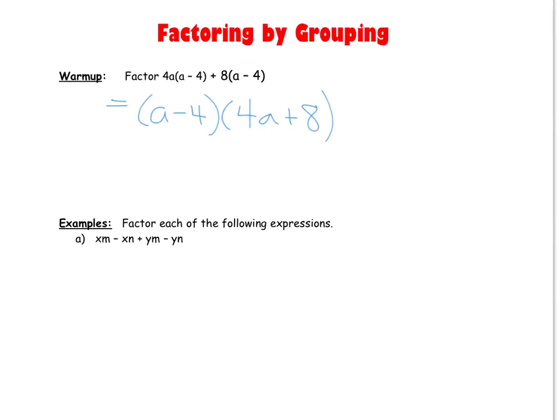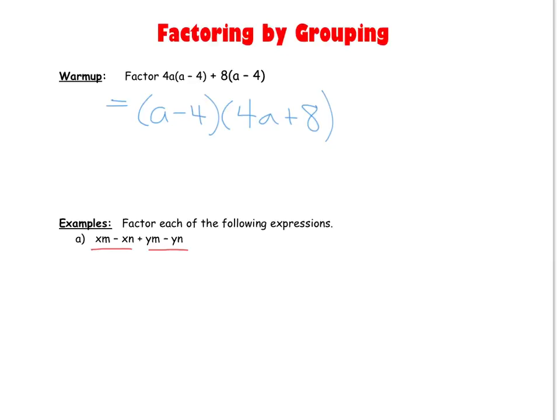So if we look at our first example, you'll notice that there's 4 terms. What we want to do is group the terms together, the ones that are alike. You'll notice that the first 2 terms both have x in them, the second 2 terms both have y in them, so you could group them like that.